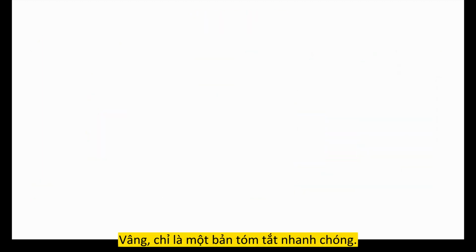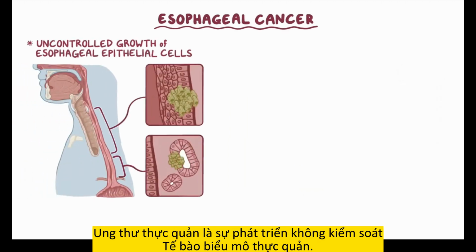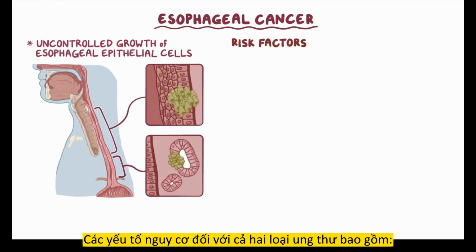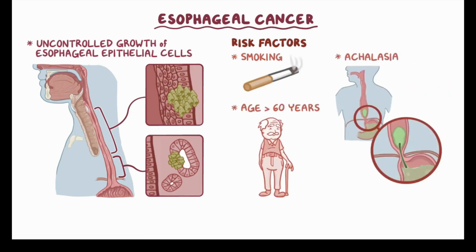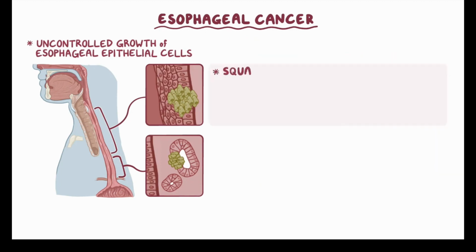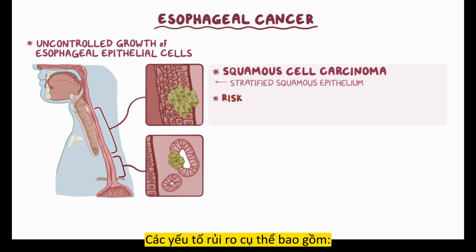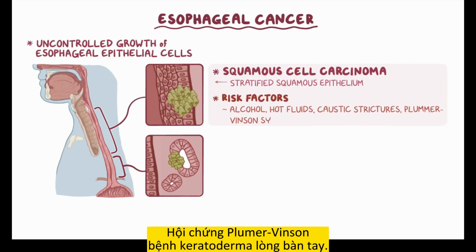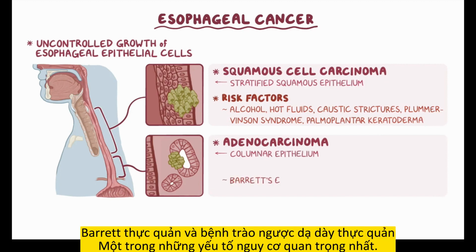Alright, as a quick recap, esophageal cancer is the uncontrolled growth of esophageal epithelial cells. Risk factors for both types of cancer include smoking, age over 60 years, and achalasia. Squamous cell carcinoma arises from the stratified squamous epithelium. Specific risk factors include alcohol, hot fluids, caustic strictures, Plummer-Vinson syndrome, and palmoplantar keratoderma. Adenocarcinoma arises from columnar epithelium. Barrett's esophagus and chronic GERD are the most important risk factors.